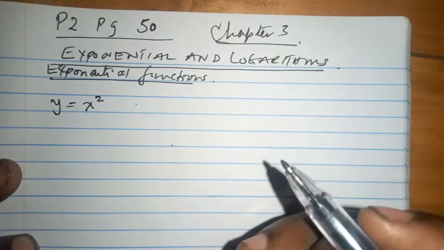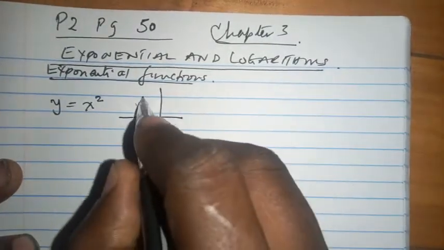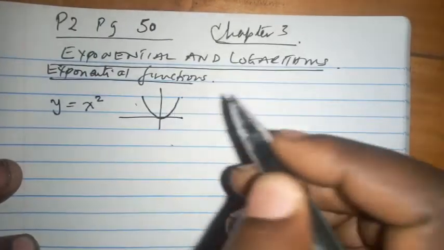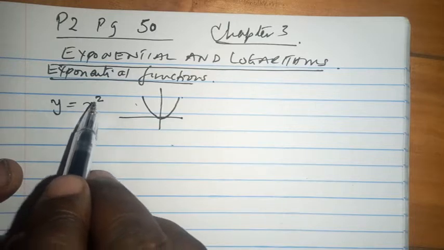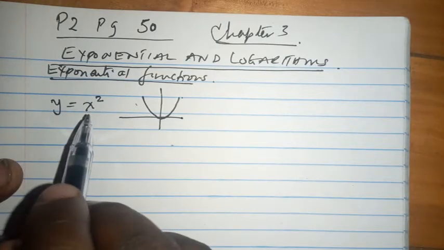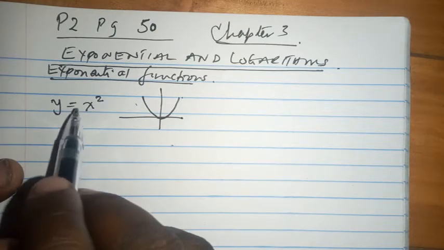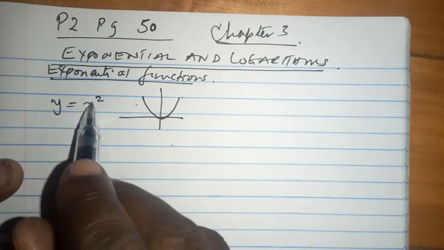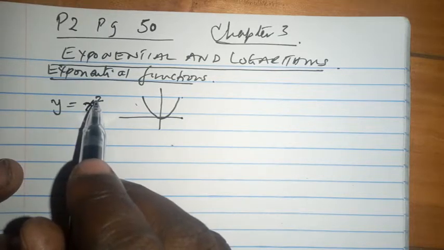Ordinarily, we are used to the graph of y equals x squared, whose shape is simply like that. You can see the variable is actually the base and the index is a constant. This one is a controlled function because the index is actually a constant.